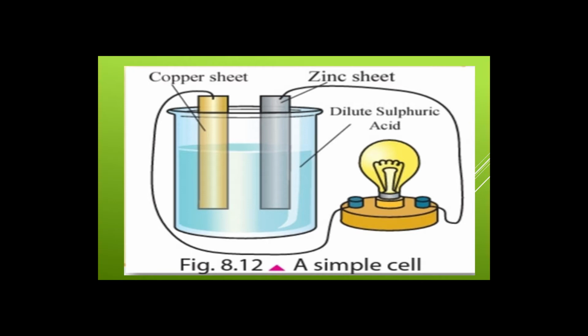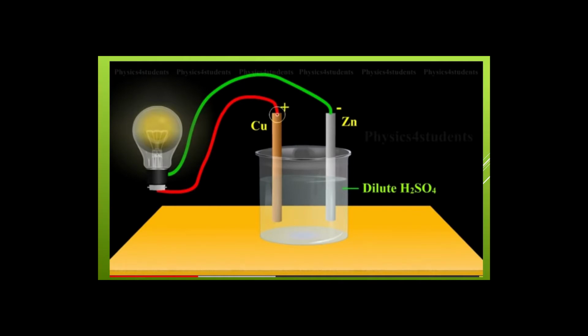Here you can see the bulb lights up, the zinc sheet dissolves, and gas bubbles collect at the copper sheet. It requires an electric current for the illumination of the bulb. So it is very clear that the action of the copper sheet, zinc sheet and dilute sulfuric acid together has produced an electric current in the simple cell.